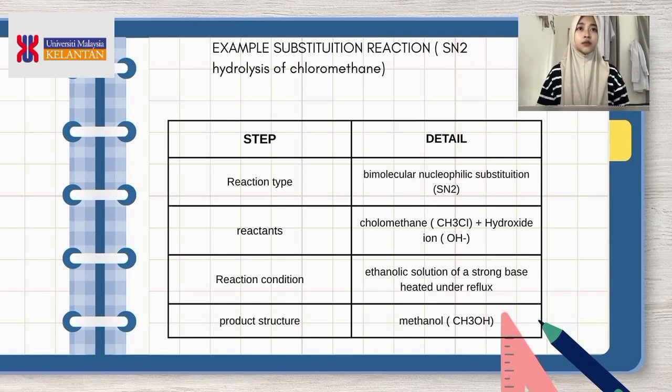An example for substitution reaction is hydrolysis of chloromethane. The reaction type is bimolecular nucleophilic substitution. Its reactant is chloromethane plus hydroxide ion. Its reaction condition is ethanolic solution of a strong base, heat under reflux. The product structure is going to be methanol.